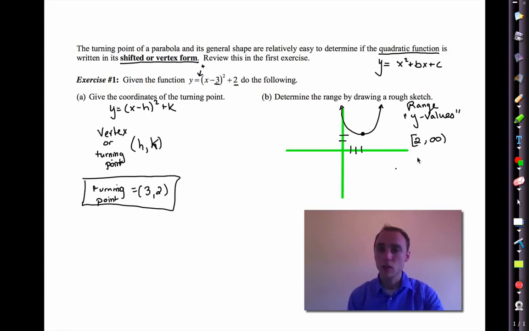I can also write this in inequality form. You guys have seen this. This is just saying the same thing: y is bigger than or equal to 2, and it has to be less than infinity. Either one of those forms works.